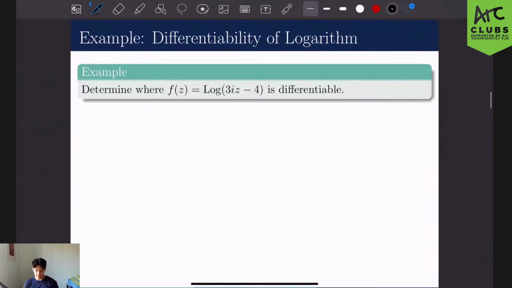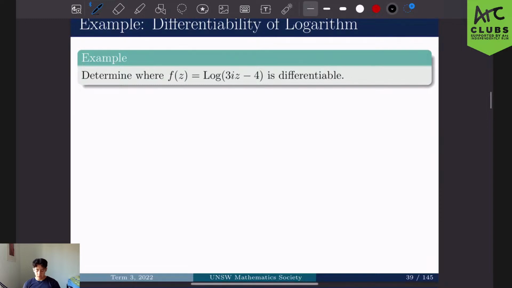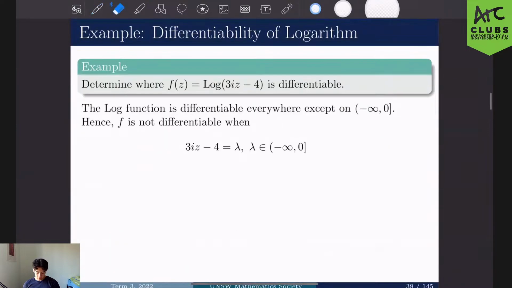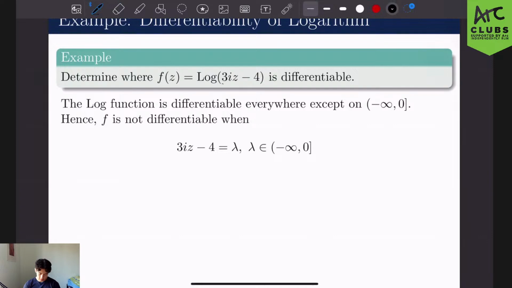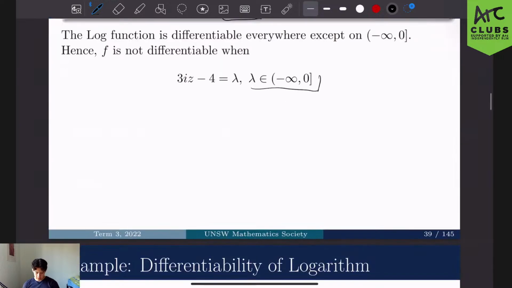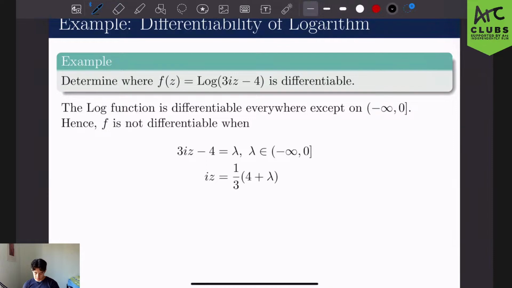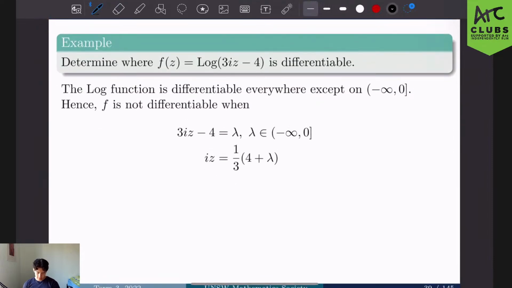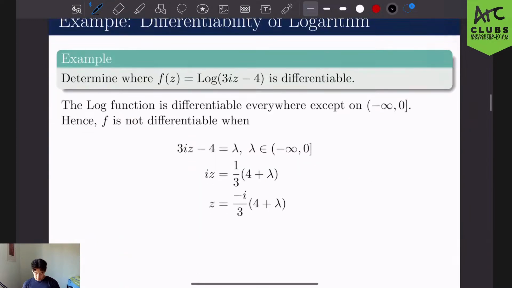Okay, so for this new example, we want to determine where the function, the principal log of 3iz minus 4, is differentiable. So remember, it is not differentiable on the negative real axis, but it's differentiable everywhere else. So it is not differentiable when whatever is in the log is part of that set. So what we can do is we'll just rearrange for z.